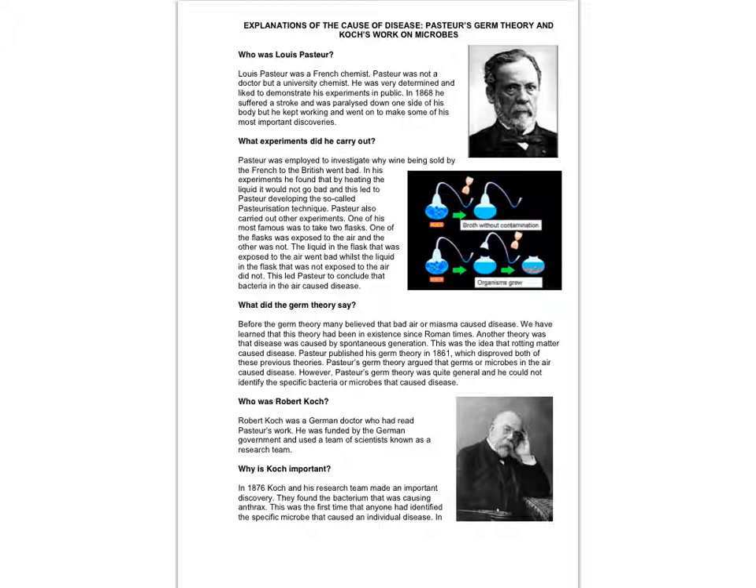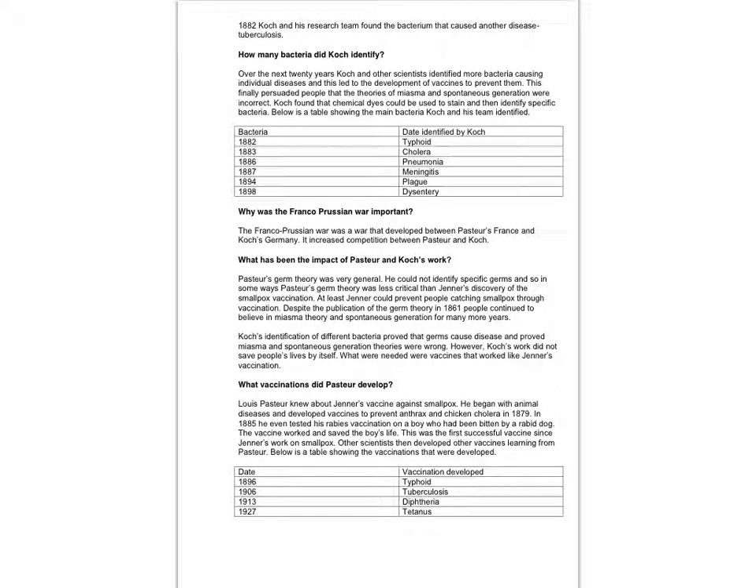In 1876, Robert Koch and his research team made an important discovery. They found the bacterium that was causing anthrax. This was the first time anyone had identified the specific microbe that caused an individual disease. In 1882, Koch and his research team found the bacterium that caused another disease, tuberculosis.